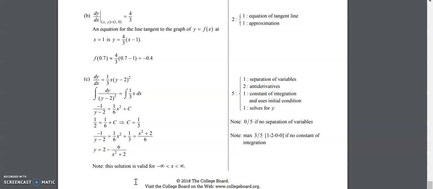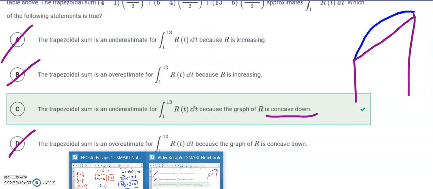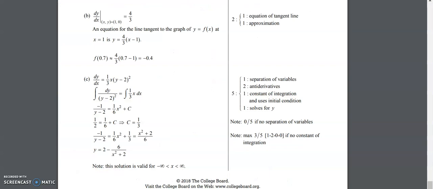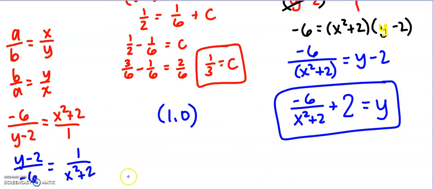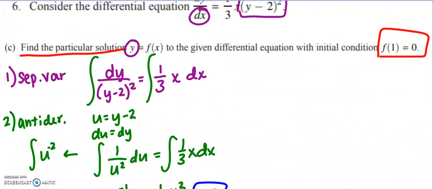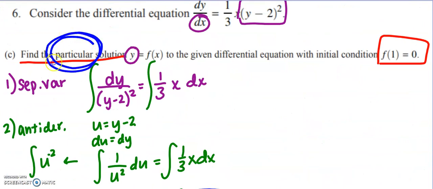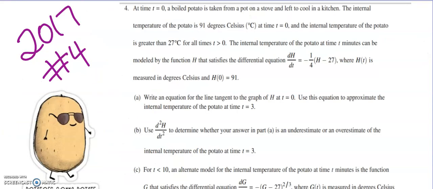So it's really important that you get used to this kind of step-by-step thing, but also super important only when it says find the particular solution. A lot of you do this way too soon in the problem. Wait until you see the directions. Find the particular solution. All right, the one that we have for you to practice is 2017 number 4.